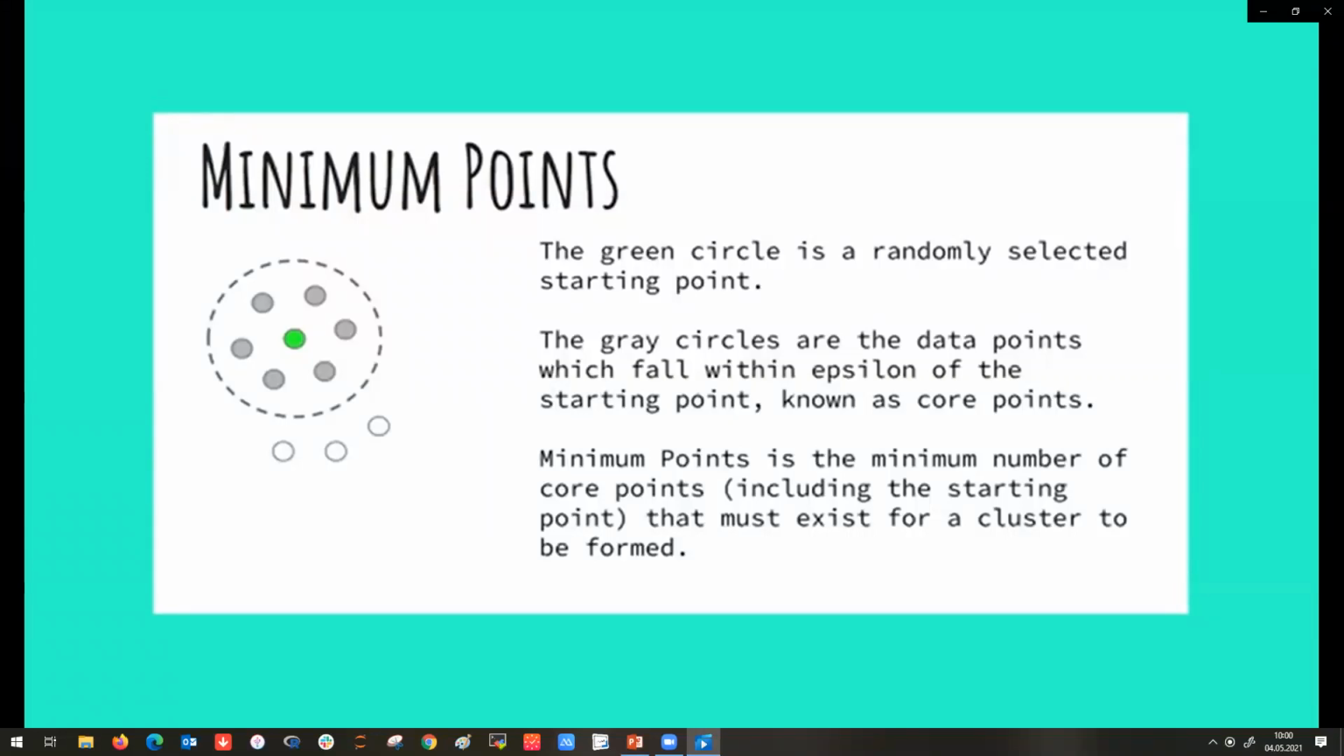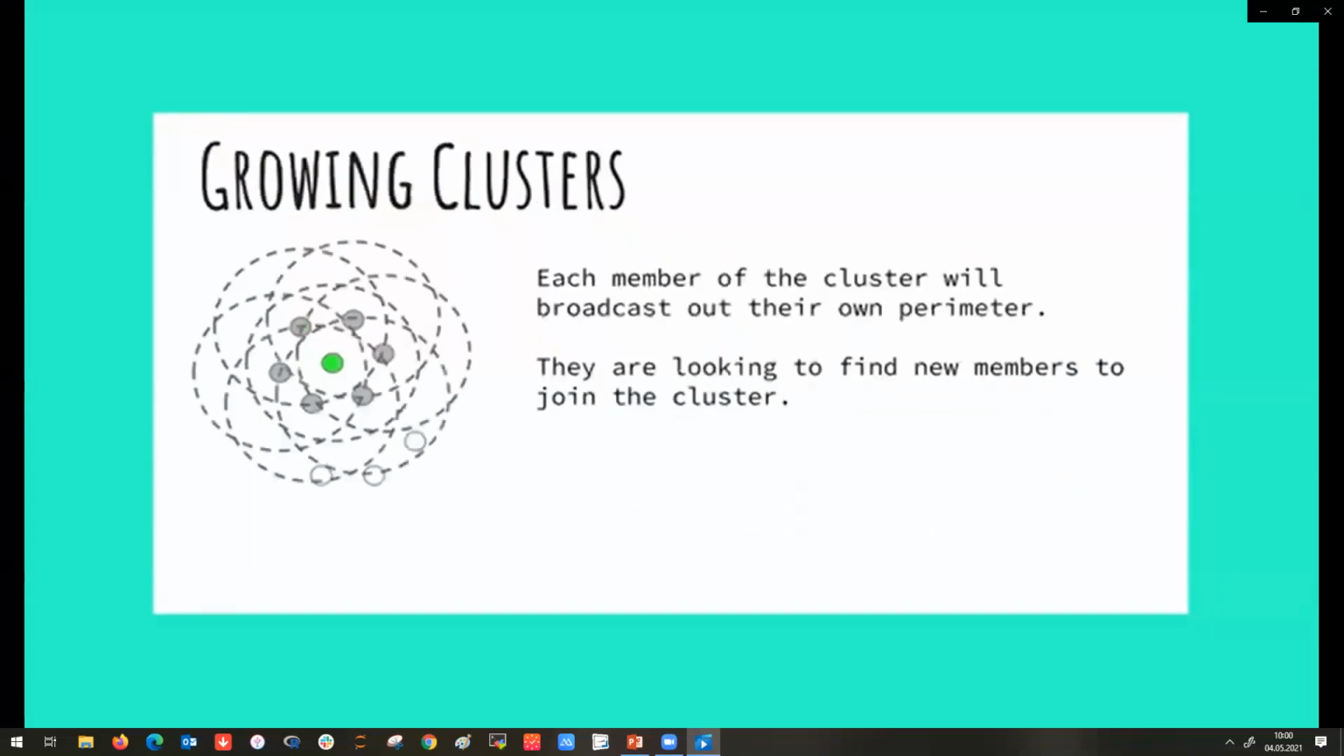Minimum points is the minimum number of core points, including the one starting point, that must exist for a cluster to be formed. In this example, there are 7 points within epsilon of the starting point, including the starting point itself. Thus, if minimum points is set to 7 or less, a cluster would be formed. However, if minimum points was set to 8 or more, these data points could not initiate a cluster. Once a cluster is formed, that cluster can continue to grow. Each member of that cluster will broadcast out their own parameters, looking for new data points that could join the cluster.